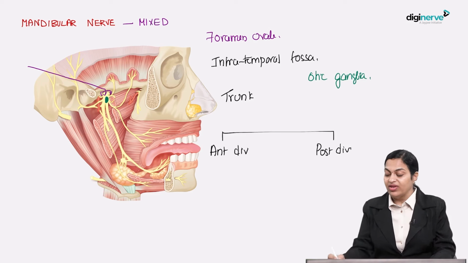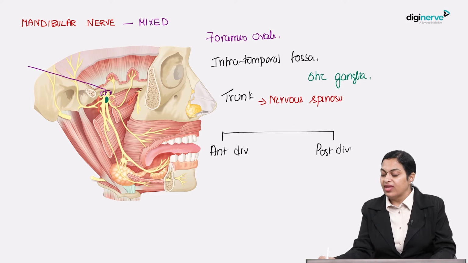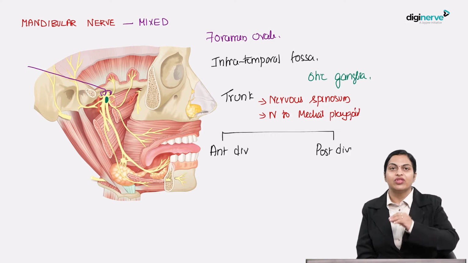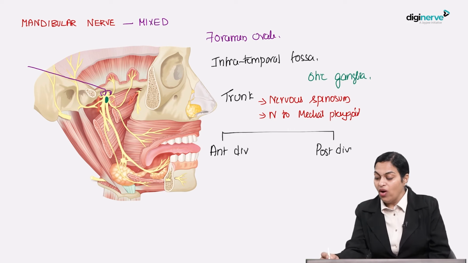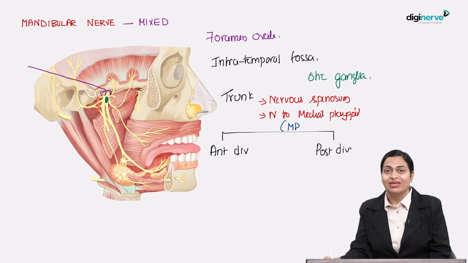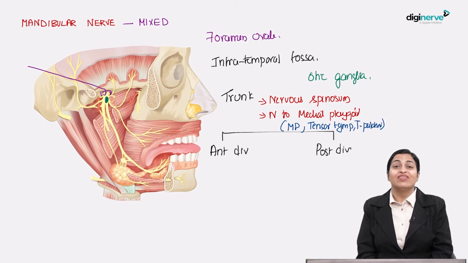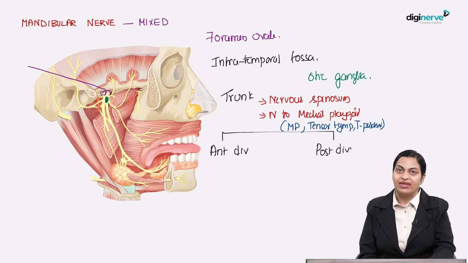Branches coming from the trunk will include nervus spinosum and nerve to medial pterygoid. This nerve to medial pterygoid will pass through the otic ganglia without any synapsing and will go ahead to supply, of course, the medial pterygoid, but also the two tensors, tensor tympani and tensor veli palatini. Tensor tympani, where do you get to see it? Within the middle ear, right?